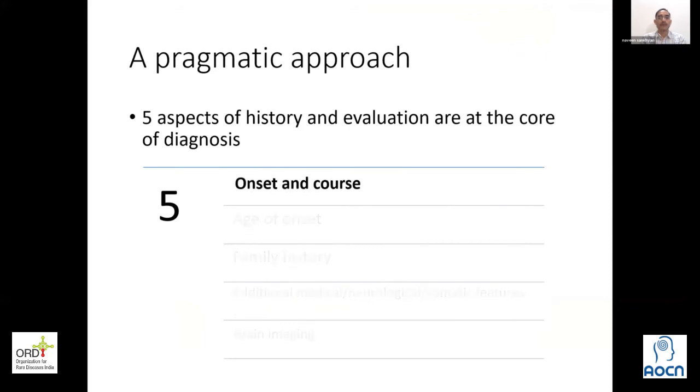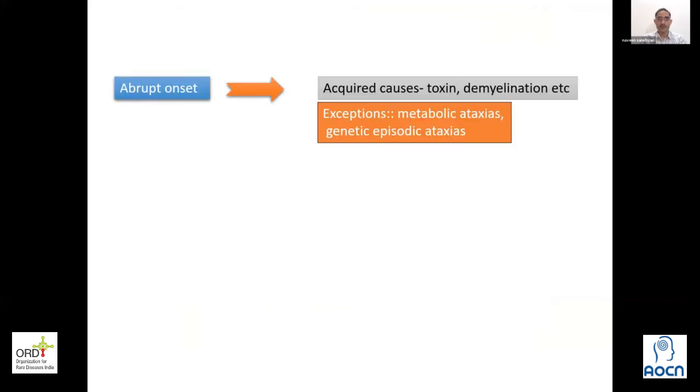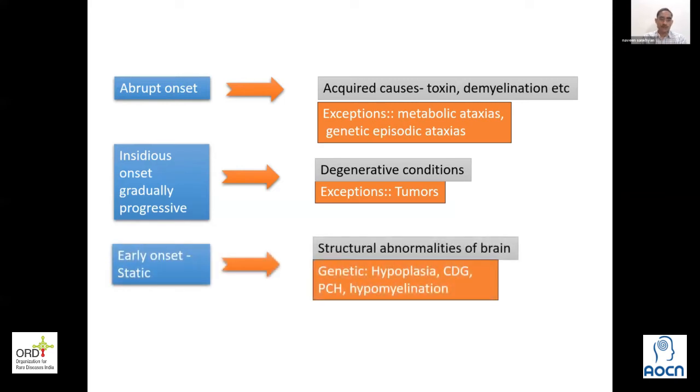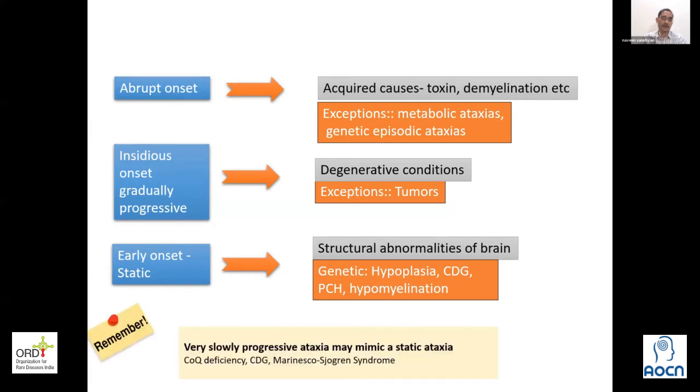Beginning with the onset and course, if it is abrupt onset, generally it is due to toxic or demyelination or other acute insults, but there are exceptions. You can have metabolic ataxias or genetic episodic ataxias which can have abrupt onset. The more insidious onset, gradually progressive ataxias occur in degenerative conditions, with exceptions being tumors of the brain. The early onset static ataxias generally indicate that there are structural abnormalities in the hindbrain, particularly the cerebellum, and they could be genetic, but one has to also remember that abnormalities in myelination also lead to early onset static ataxia.